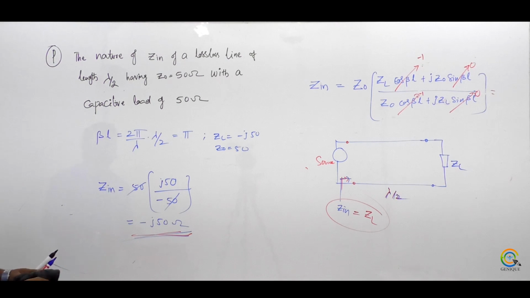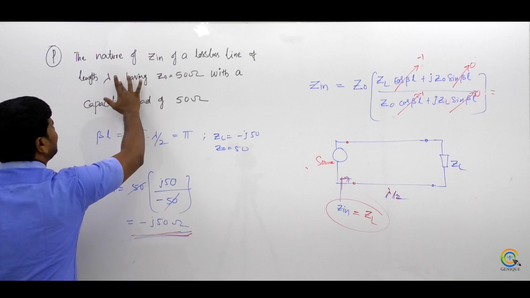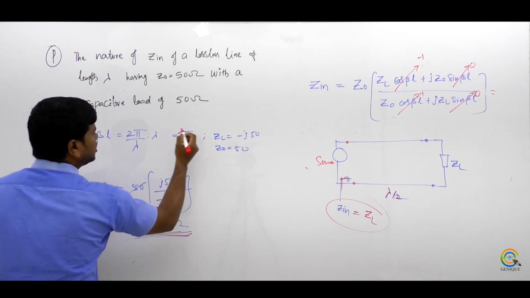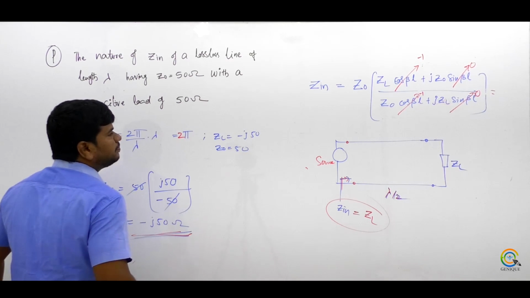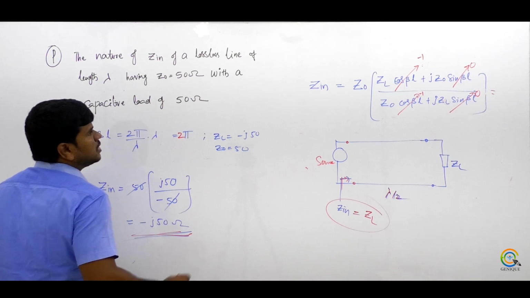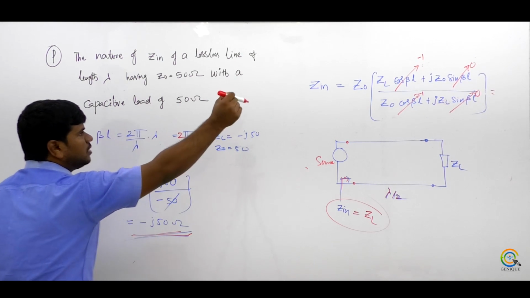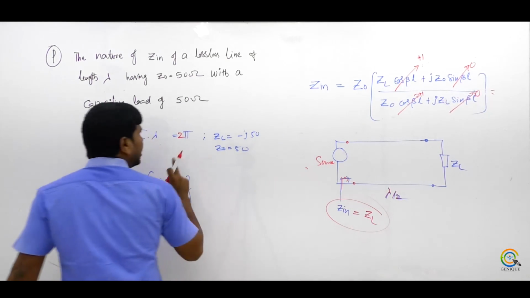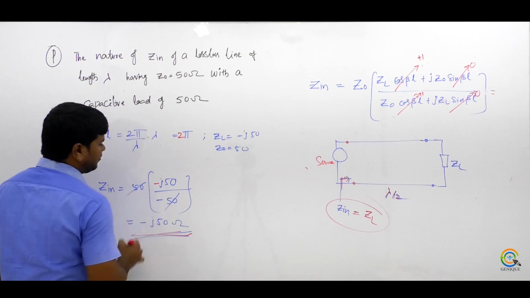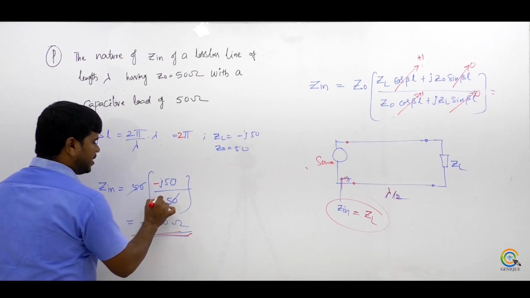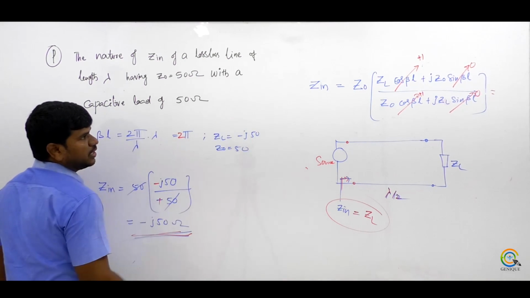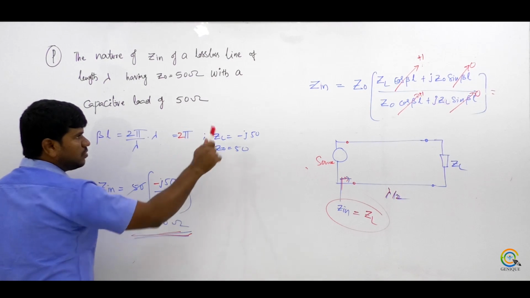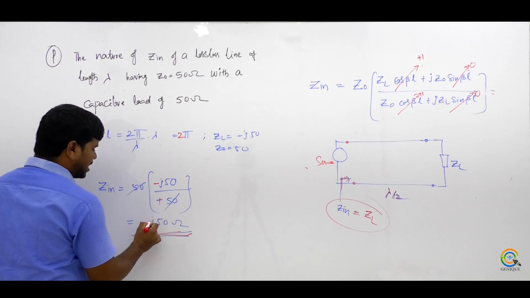Like this, suppose you take a lambda line. Then this will be lambda, beta L will be 2 pi, and you will get the same expression. But cos 2 pi is plus 1. If it is plus 1, the numerator will be minus j50 and the denominator will be plus 50. So here you will get again the same answer.